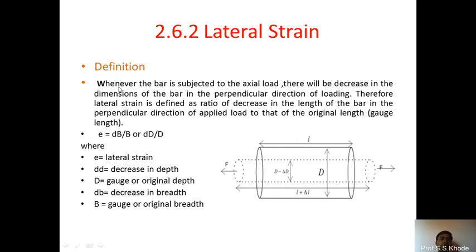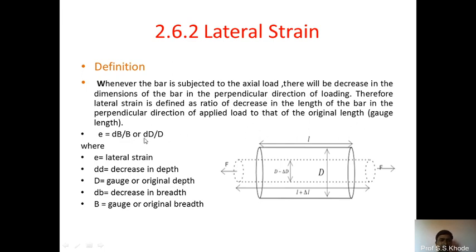Once again, we will go through the definition. Whenever the bar is subjected to an axial load, there will be a decrease in the dimension of the bar in the perpendicular direction to the loading. Therefore, the lateral strain is defined as the ratio of the decrease in the length of the bar in the perpendicular direction of applied load to the original length.